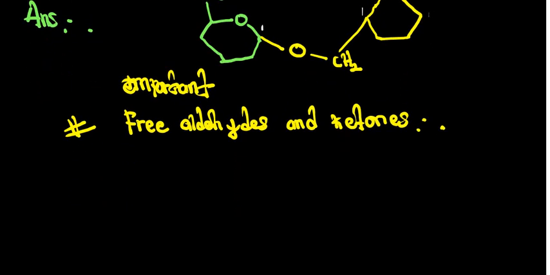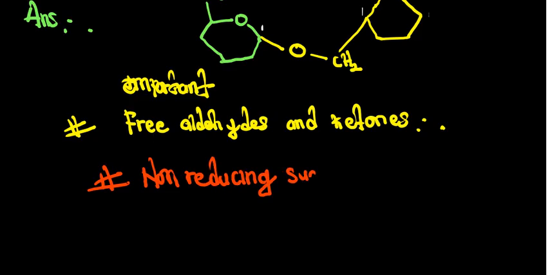A non-reducing sugar structure, because why? It has no free aldehydes and ketones in the structure. The ones that are numeric carbon are being used in the process of condensation to form a glycosidic bond. So guys, this is how you're supposed to work out the question.